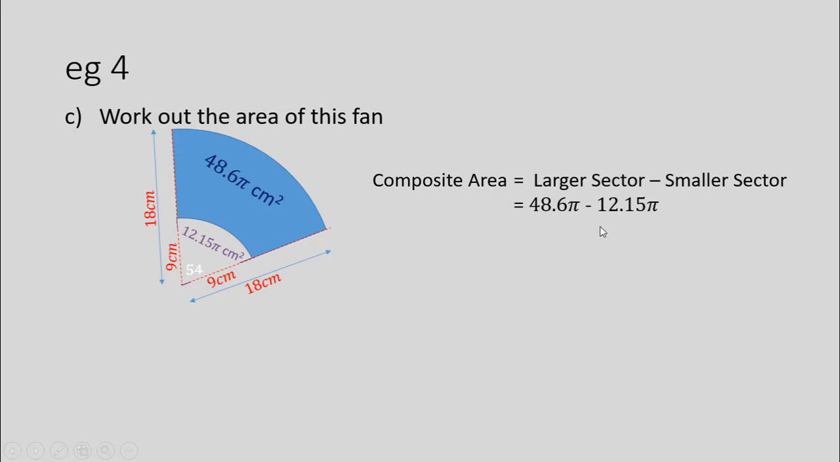Now I'm treating pi like it's a variable here, just as if it were x. So we can group these like terms and say how many pi's do we have altogether? 48.6 minus 12.15, that's 36.45 pi. So there's our exact answer for the composite area.